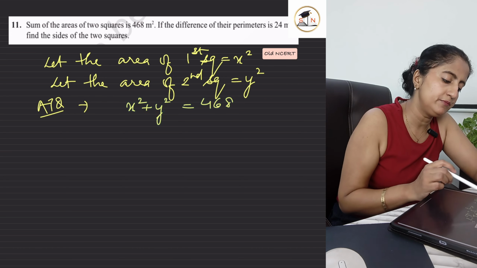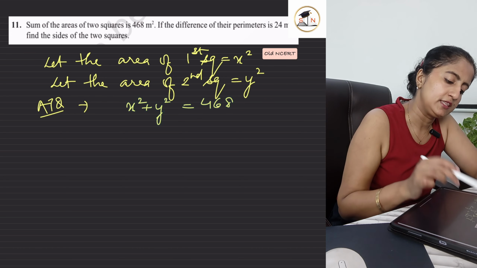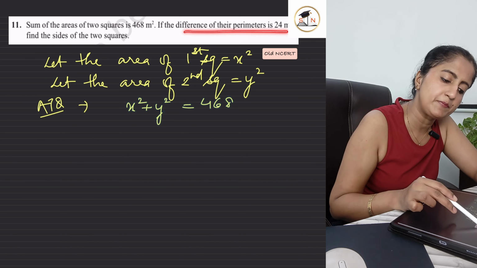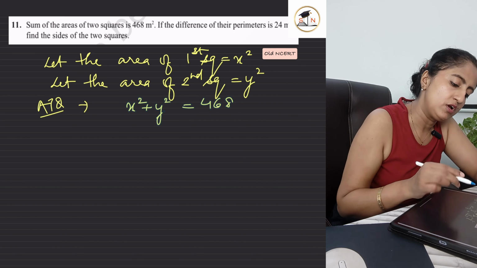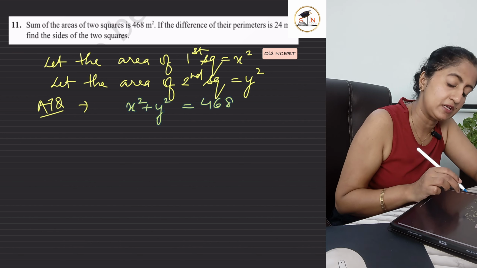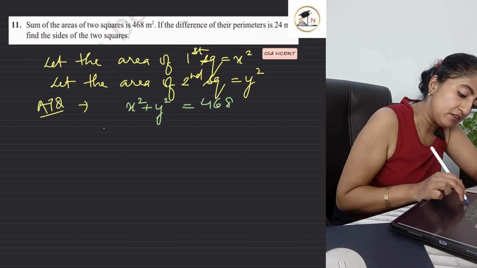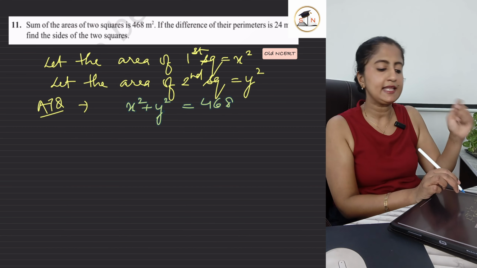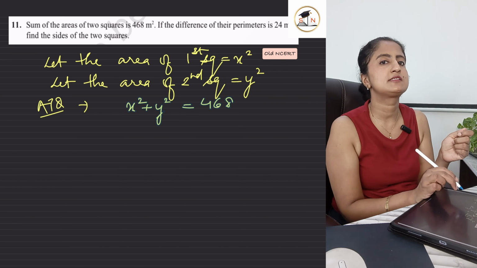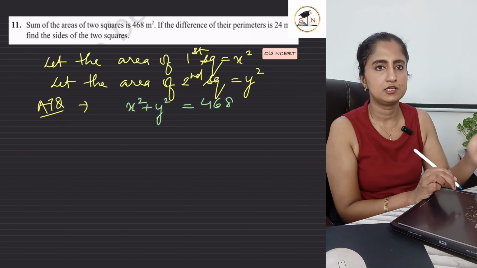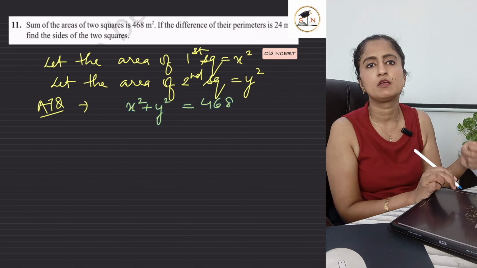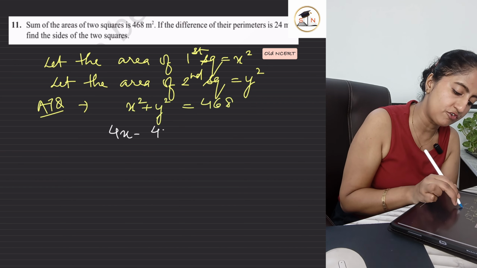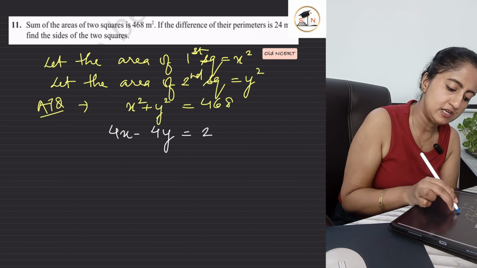Now we are done with the areas over here. The next statement was with respect to perimeters, the difference of the perimeters, right? So when we are talking about the difference of the perimeters, the perimeter of the first square is going to be 4x. I had taken the area as x square, which means the side becomes x, so the perimeter will become 4x. 4x minus 4y is given to us as 24.